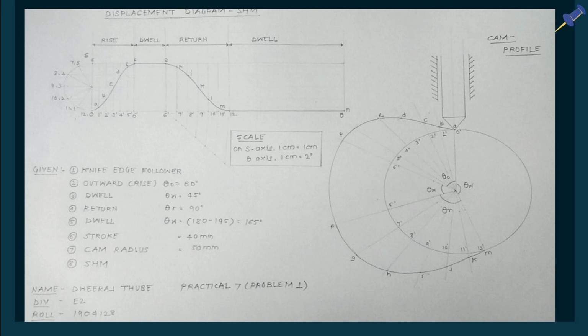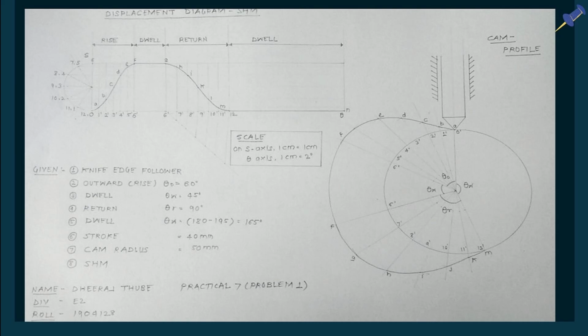First, we have to make a displacement diagram, and for the displacement diagram we have to take a small scale factor, and that scale factor is converting our degrees into centimeters. So for that I take the scale 1 centimeter is equal to 20 degrees. So the 360-degree line is 18 centimeters as per my scale on the x-axis, and on the y-axis we plot the stroke of the follower which is 40 millimeter.